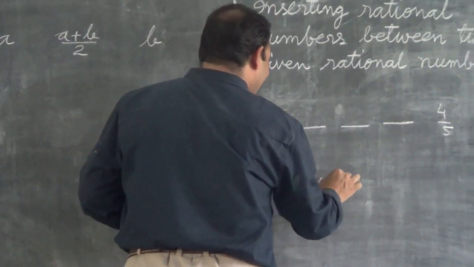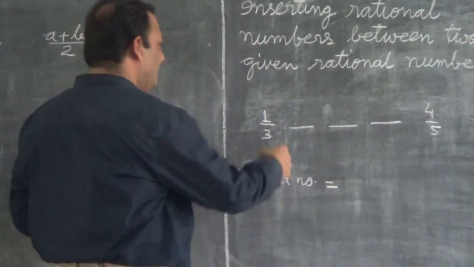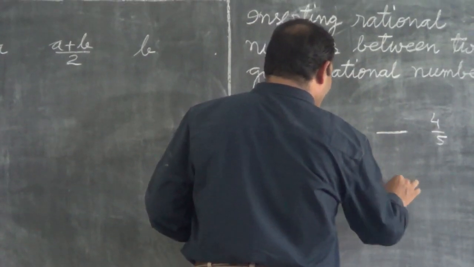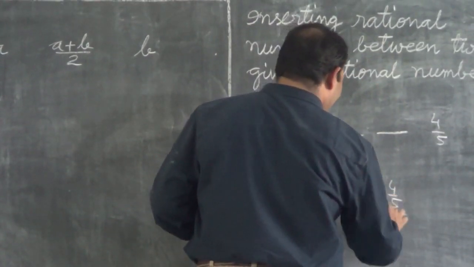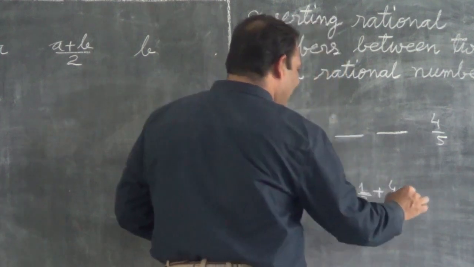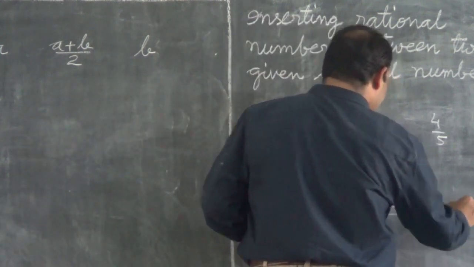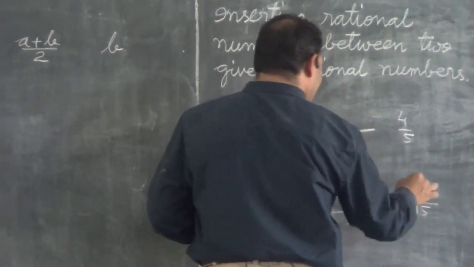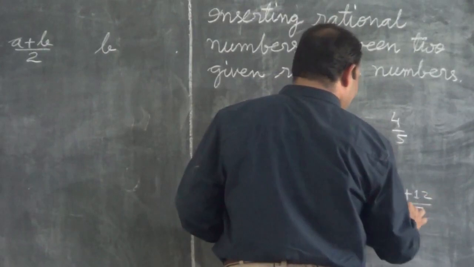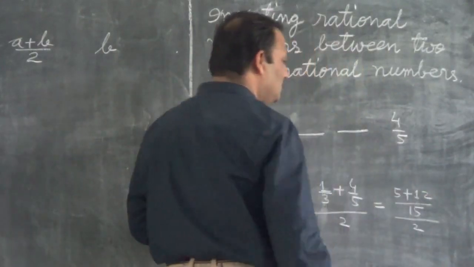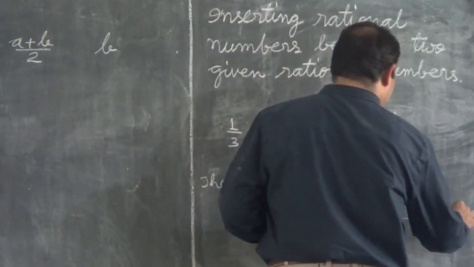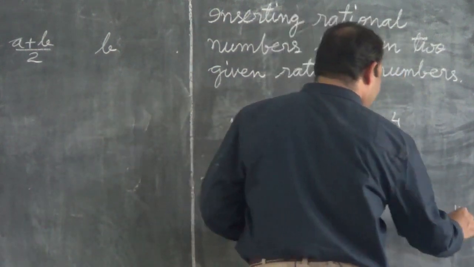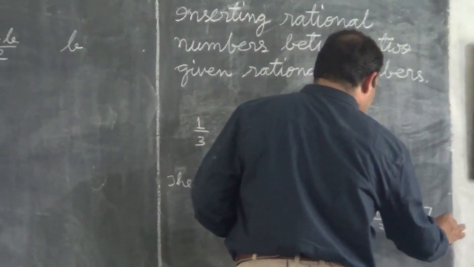You can write here the first number equals 1 by 3 plus 4 by 5 divided by 2. LCM is 15. 3 5s are 15, so here 5. 5 3s are 15, so 3 into 4 is 12, divided by 2. So 12 plus 5 is 17, and 15 into 2, it will be like this.